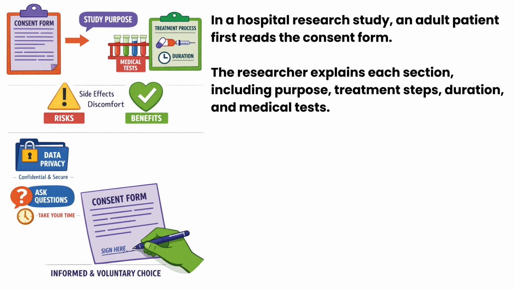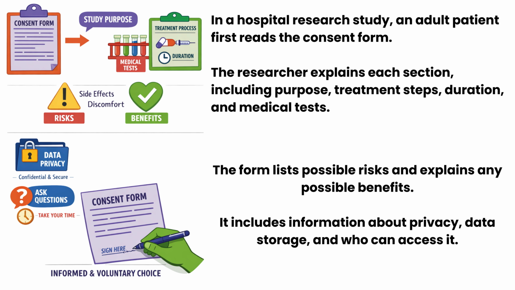In a hospital research study testing a new therapy, an adult patient is first given the consent form to read. The researcher then explains each section of the form, including the purpose of the study, the treatment steps, how long participation will last, and what medical tests will be done. The form also clearly lists possible risks, such as side effects or discomfort, and explains any possible benefits.